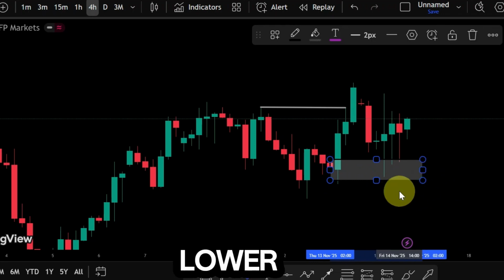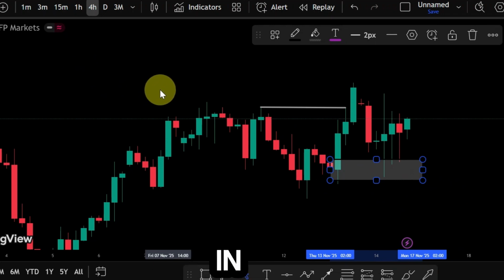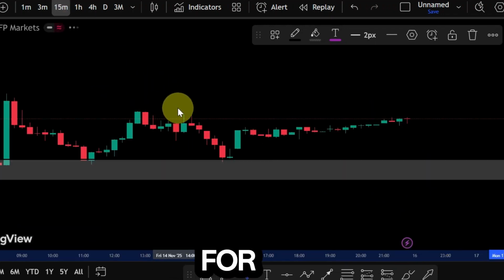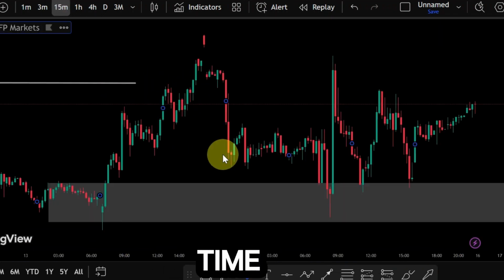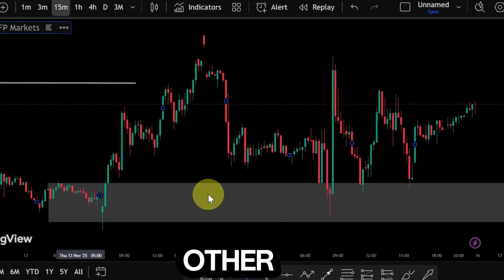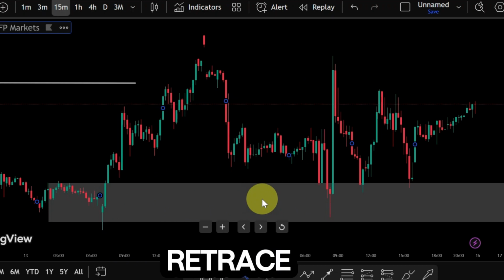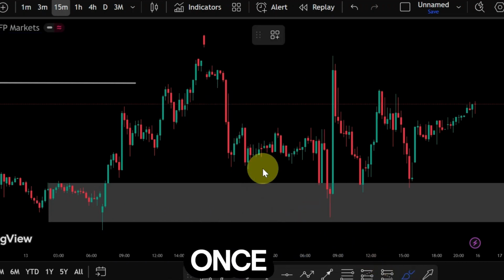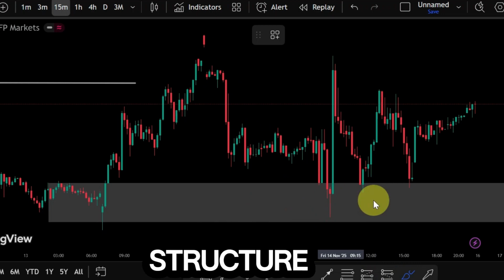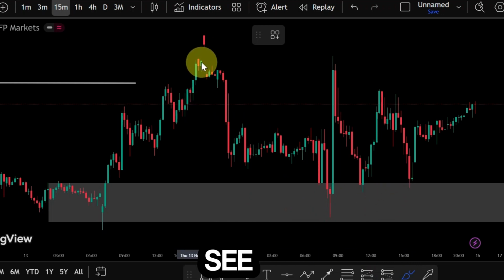After that, we need to go to the lower time frame, which in this case is the 15 minutes time frame, to look for entry. So guys, in the 15 minutes time frame, what can we see? You can see this was the order block that we drew out. So what we should be doing is waiting for price to retrace back to our order block, and once price retraces, then we look for a break of structure and then take our trade. So as you can see, that's what we expect.